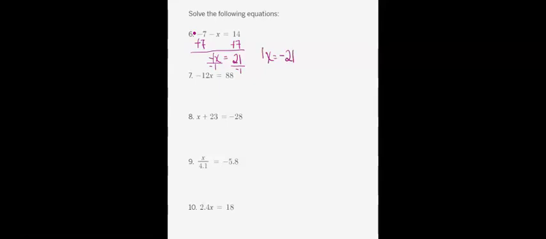Now you do not have to go through and show all that work. You can just do that part in your head and just say that negative x equals 21, therefore x equals negative 21. Okay, the next problem, again, we're going to isolate x.